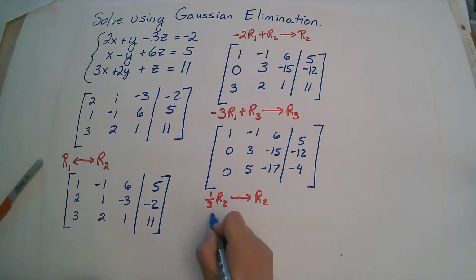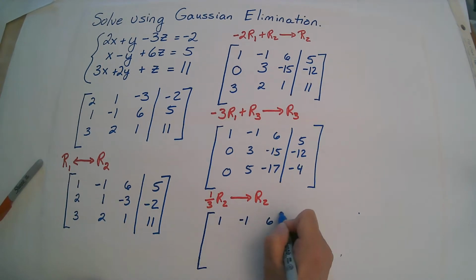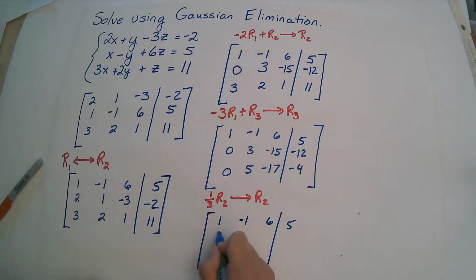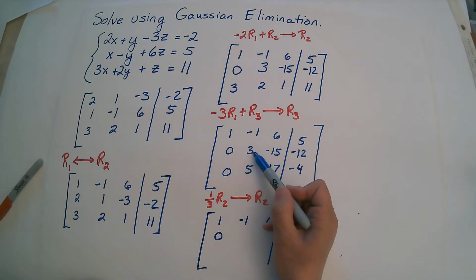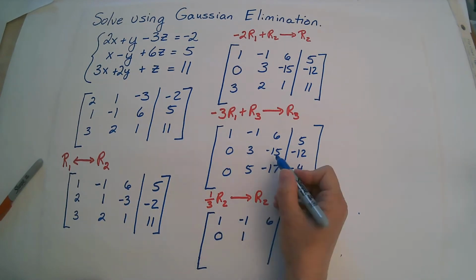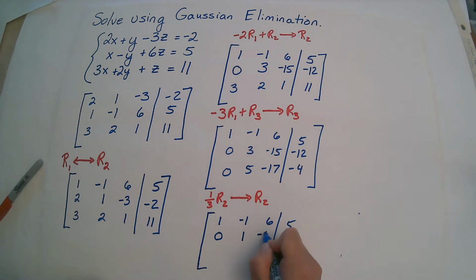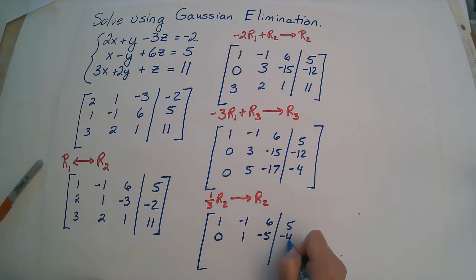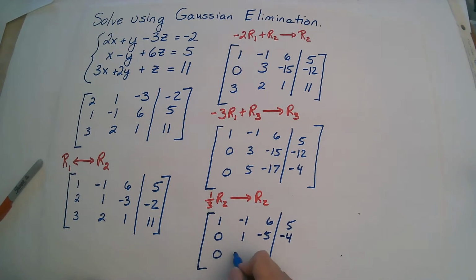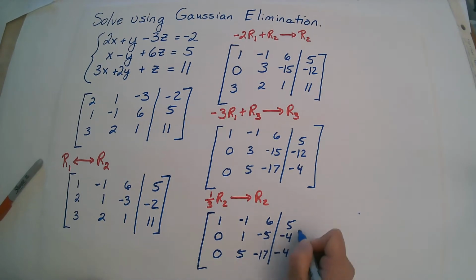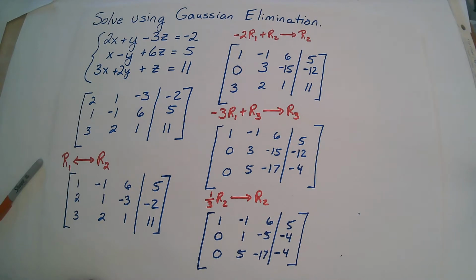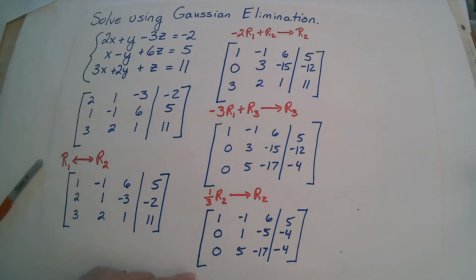So now our matrix looks like this. 1, -1, 6, 5. 0, now we're multiplying by 1/3 or dividing by 3. 1, divide by 3, -5, -4, and our row 3 is unchanged. And we're getting closer. Our next step is to get a 0 right here.